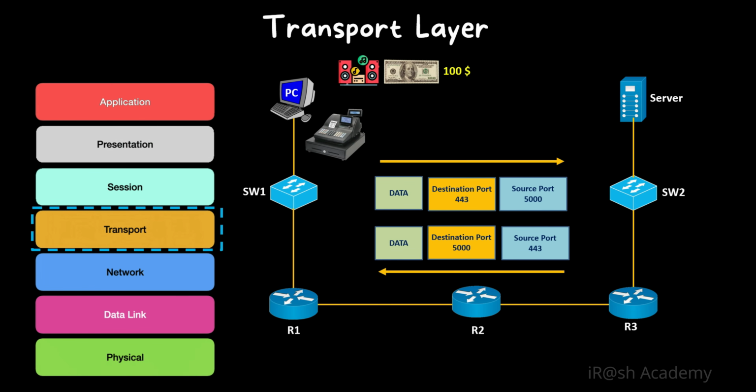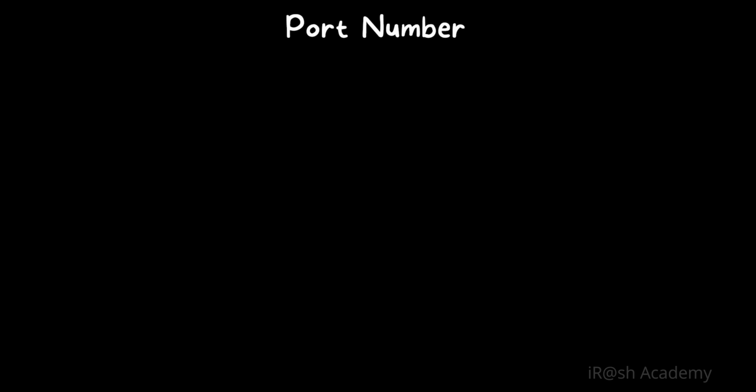So when the client machine receives the data, it checks the source port, okay, that is 443 and the destination is 5000. So it can understand this is the response I am getting for my previous query that I have sent to the server. So in this way, with the help of port numbers, each service is separated and communication is happening properly. So what is the port number?